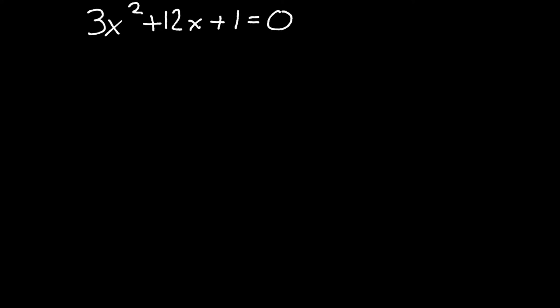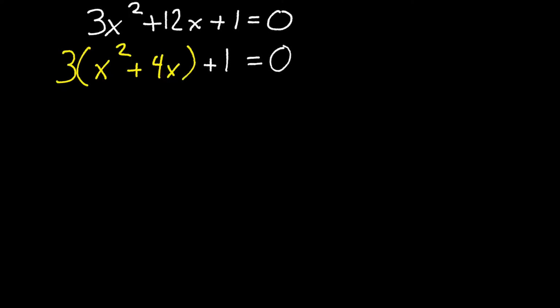I won't be able to do some of the nice little tricks I did before, but that doesn't mean it's not solvable. So let's get started by factoring out the greatest common factor between 3 and 12, which, for right now, is just going to be 3. So I factor that out. I take 3, and it's x squared plus, whoops, not 12x, 4x. And I have to close the parentheses there because I didn't do anything to this. This is still plus 1 equals 0.